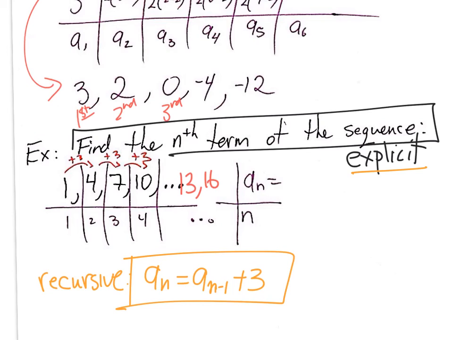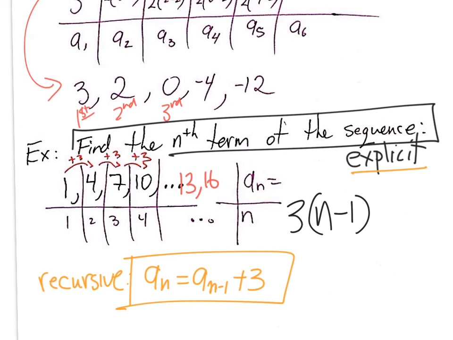But to find an explicit formula where we can just plug in n to find the 100th term, here's the way to think about it. Do you see how we start with this? By the time we get to here, we've added 3 once. And then we've added 3 twice, and then we've added 3 three times. So there's this 3 that's getting multiplied by something, and it's 1 less than the term number. Here we added 3 three times, here twice, here once. So it's 1 less than the term number.